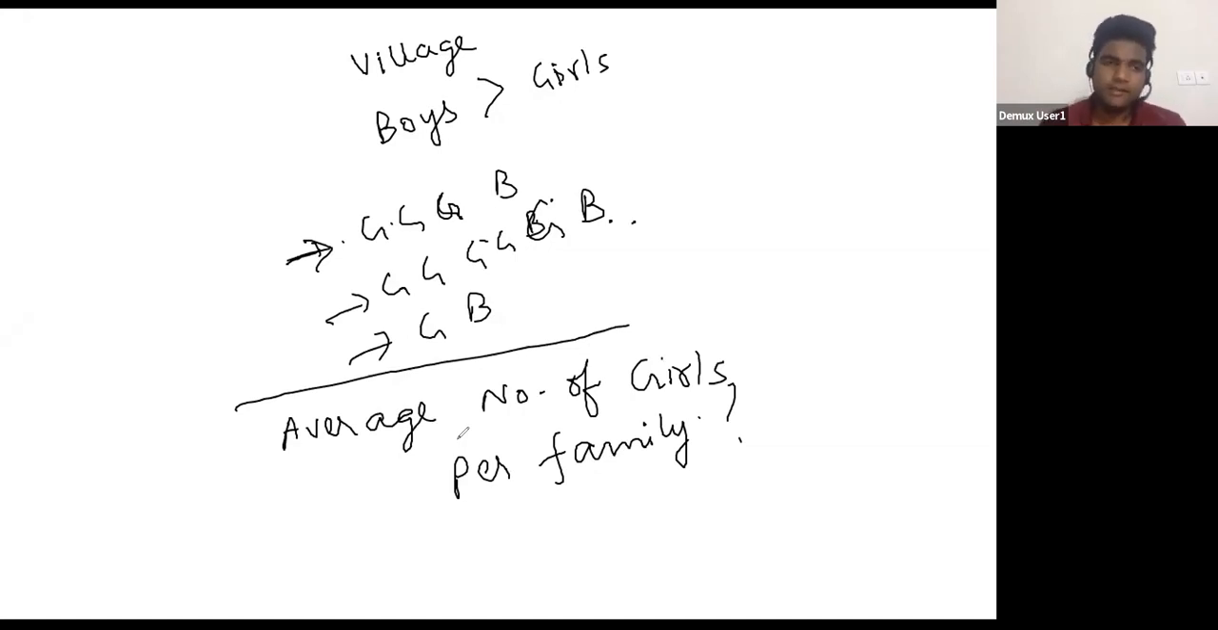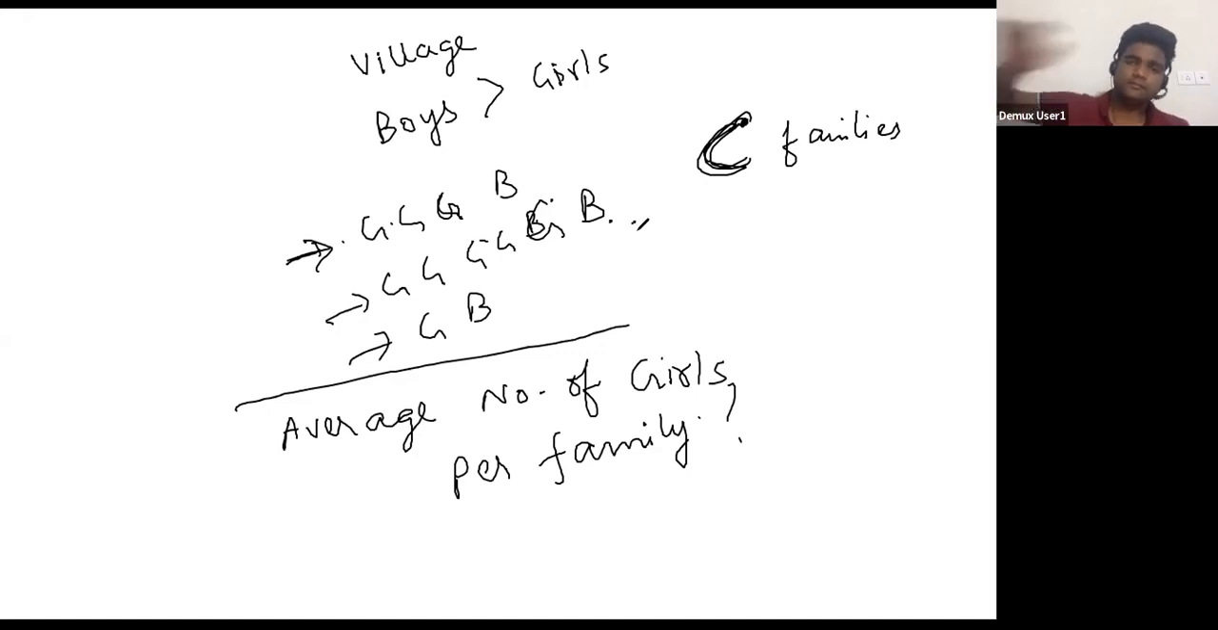Do you get the question? Does everyone get the question? Assume some C families, it's fine. C families, it does not matter. You can take some constant, it will cancel. What is N? What is N?